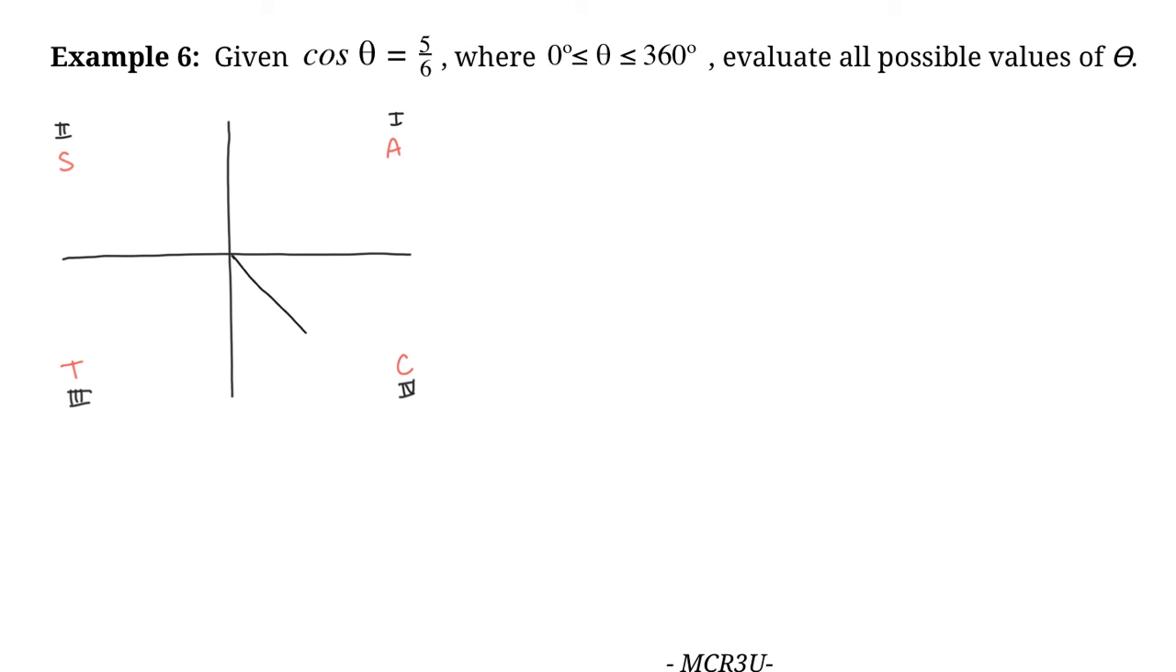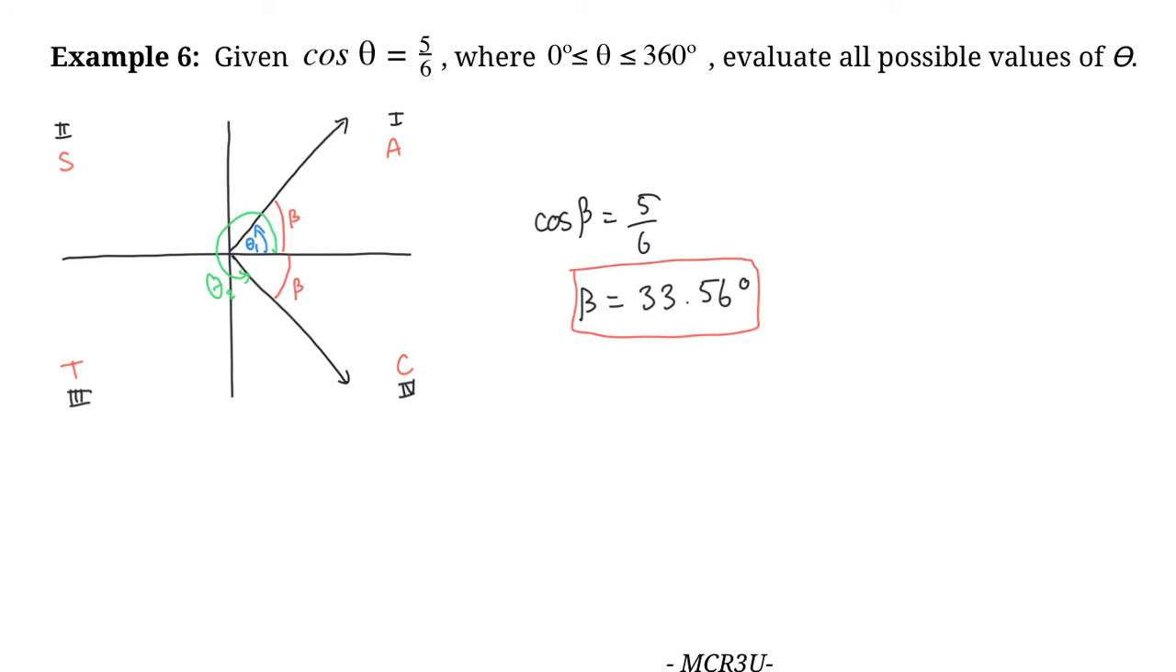C means that the only ratio that's positive in quadrant 4 is cosine, and A means that all of the ratios are positive in quadrant 1. And then these are our two possibilities for theta. Since these two angles do share the same ratio, our related acute angles are the same. So we can just use the cosine of our angle beta is equal to 5/6 and put that into your calculator. So when you use the inverse of cosine, you're just going to get that beta is equal to approximately 33.56 degrees. So let's just go back and look at our diagram.